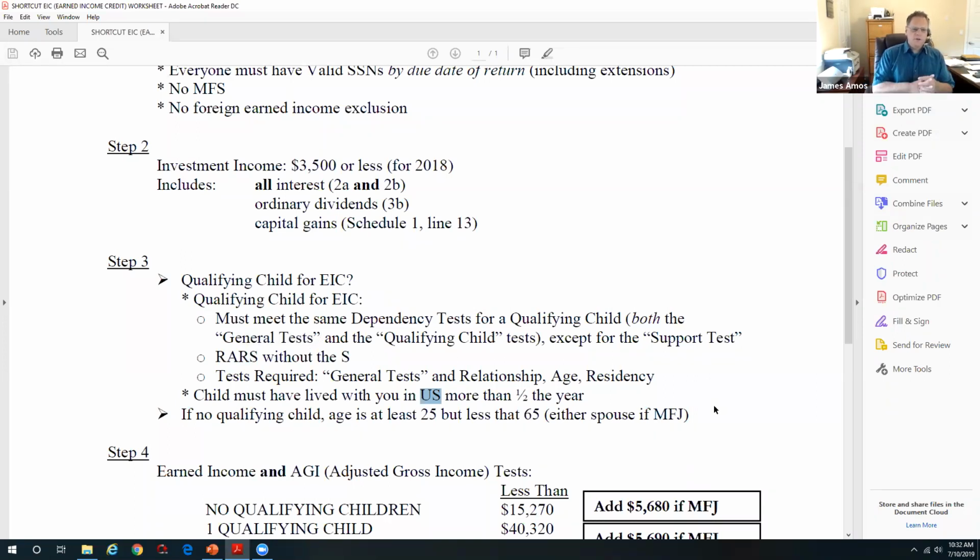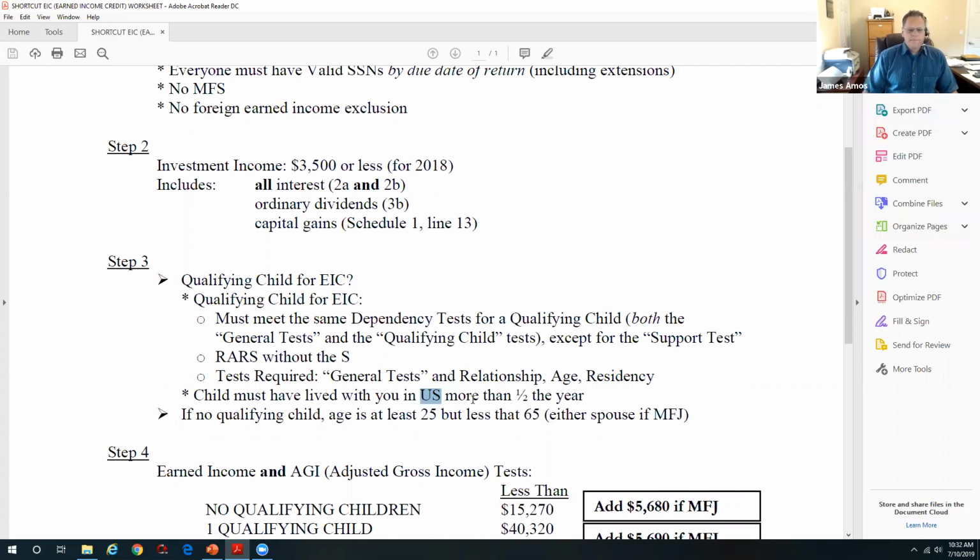All right, so qualifying child. The question is, do you have a qualifying child? How do you know that? You have a qualifying child if they are a qualifying child by definition, except for the S. In other words, they meet all the general tests plus the relationship, age, and residency tests, RARS without the S. If they meet everything except the S, then they're going to qualify. And that child must have lived with you inside of the US for more than half the year.